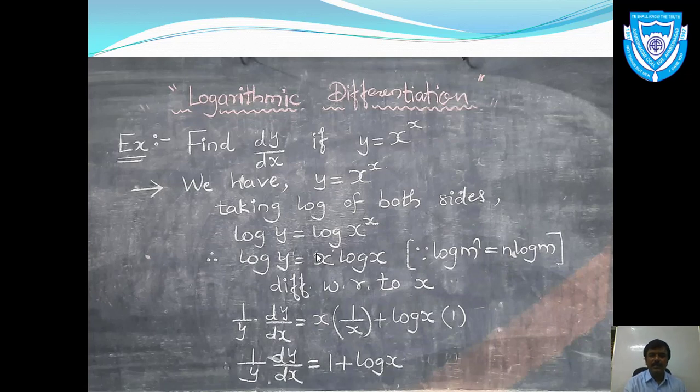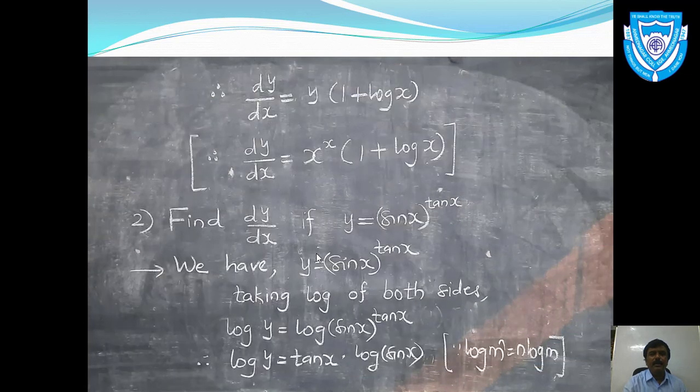So of course at the right hand side this x will get cancelled and simply we'll get 1 plus log x at the right hand side. Right hand side simplify करने के बाद what did we get? We got 1 plus log x. It means dy upon dx is equals to y into 1 plus log x.